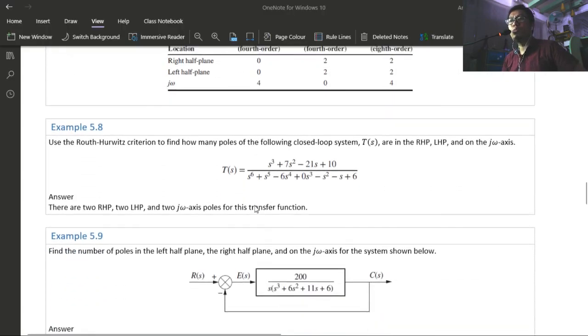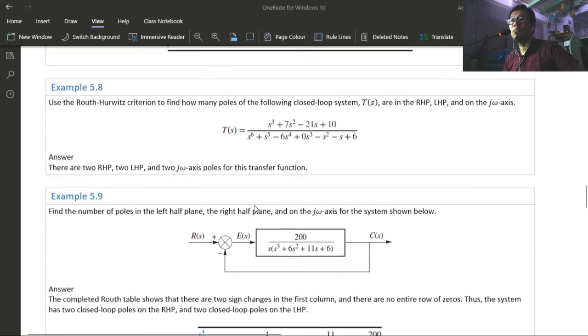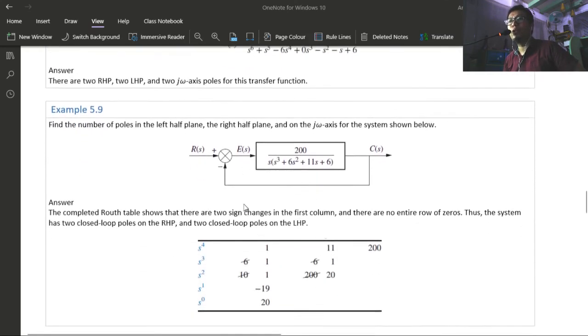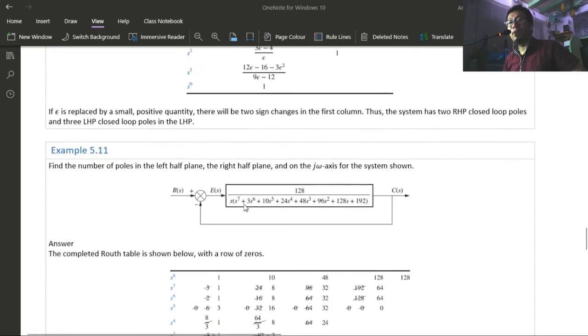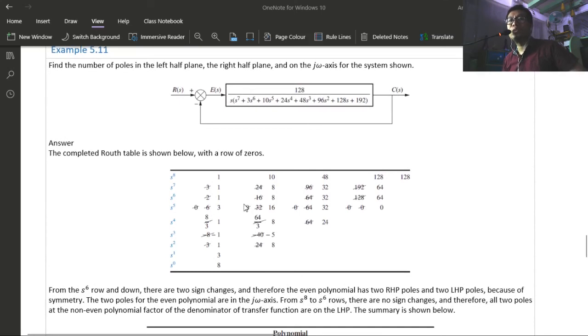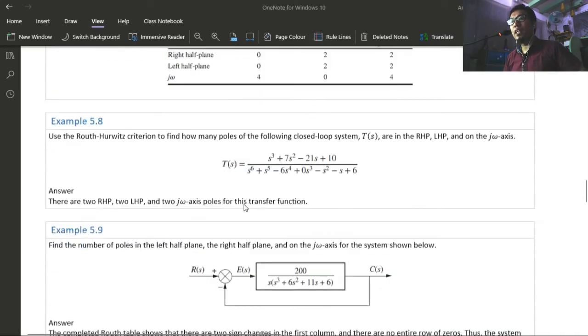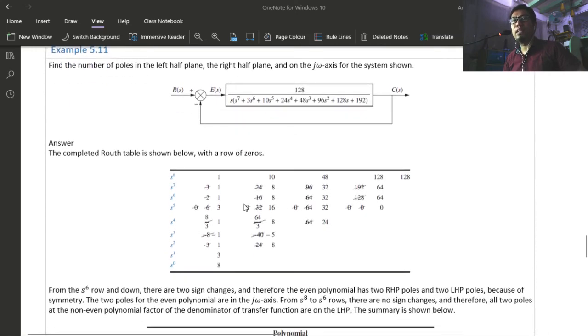Now, I would like you to do on your own itong example 5.8, 5.9 at saka 5.10. Okay, para mas magamay ninyo. At saka 5.11 pa pala. Okay. So para mas magamay ninyo yung paggawa ng route table tsaka pag-interpret ng route table. So yung examples 5.8 up to 5.11 covers different cases ng route table ninyo, from basic hanggang dun sa 0 on the first column hanggang dun sa entire row na 0. Okay? So ayun.